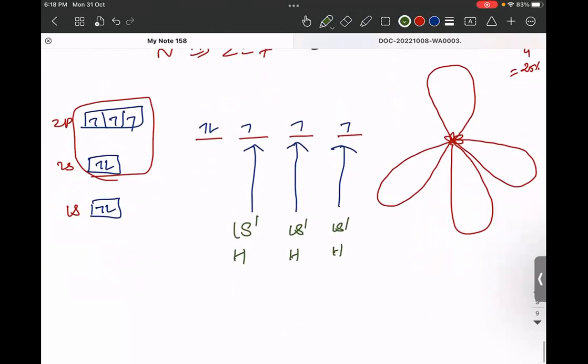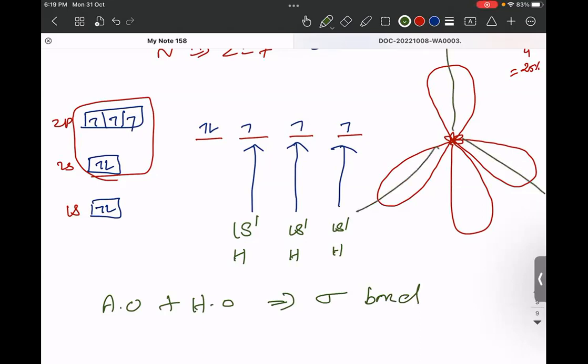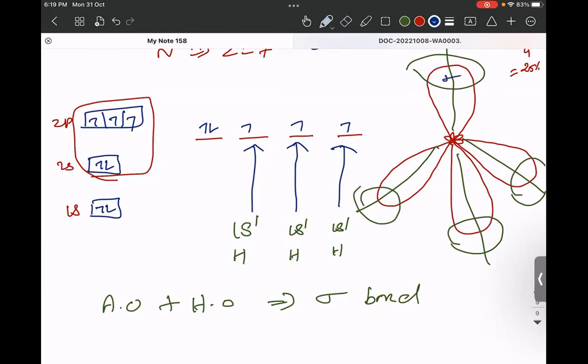Please remember, an atomic orbital, meaning the 1s orbital, plus a hybrid orbital gives a sigma bond. It will take place along the bond axis. This will be one axis, this another, and this another; all are bond axes. So 4 will give 4 sigma bonds: 1s orbital, 1s orbital, 1s orbital, 1s orbital. So it gives sigma bonds 1, 2, 3, 4.